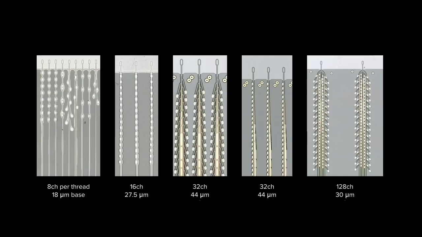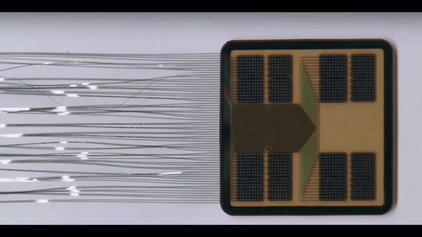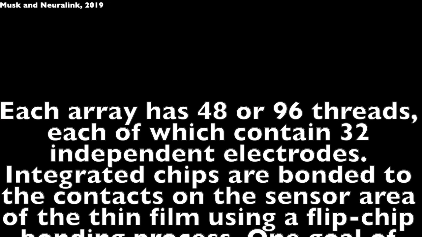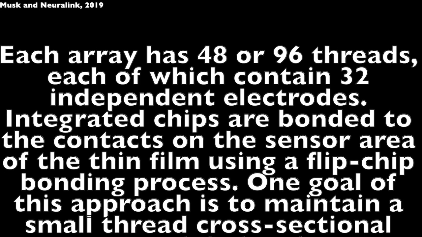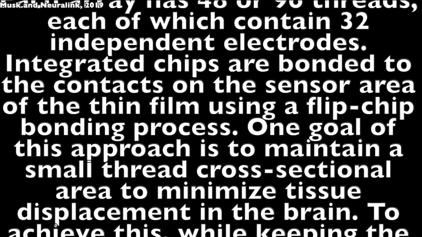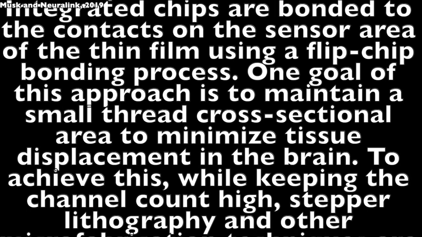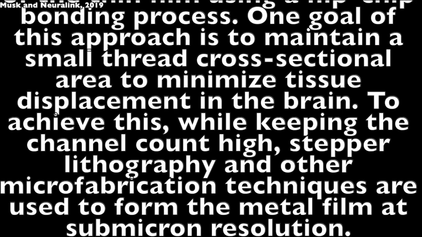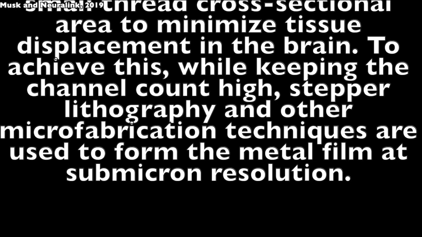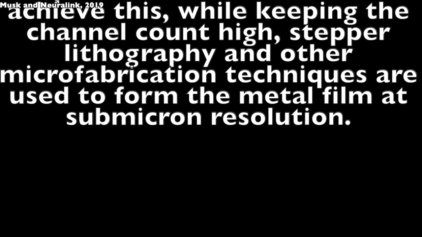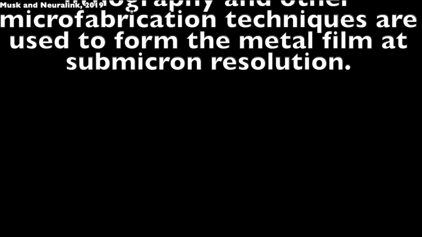Now we've got an idea of what the threads look like, how they function, and what they're made out of. The next part of the paper zooms out a little more to consider how a group of threads works on the whole Neuralink. Each array has 48 or 96 threads, each of which contain 32 independent electrodes. Integrated chips are bonded to the contacts on the sensor area of the thin films using a flip chip bonding process. One goal of this approach is to maintain a small thread cross-sectional area to minimize tissue displacement in the brain. To achieve this while keeping channel count high, stepper lithography and other microfabrication techniques are used to form the metal film at submicron resolution.